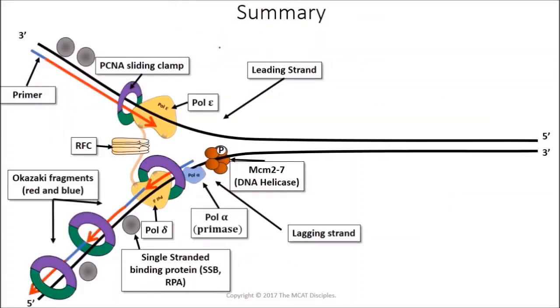Again, polymerase will only read 3' to 5' and extend 5' to 3'. So this is the reading of this template. Notice it's going 3' to 5', and we're extending from 5' to 3'. Leading strand going toward the fork, lagging strand going away.